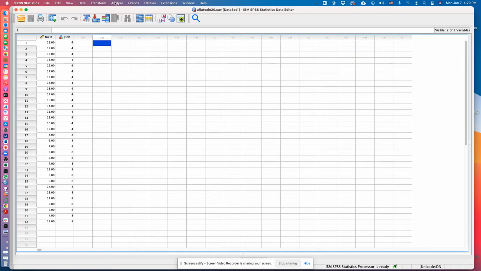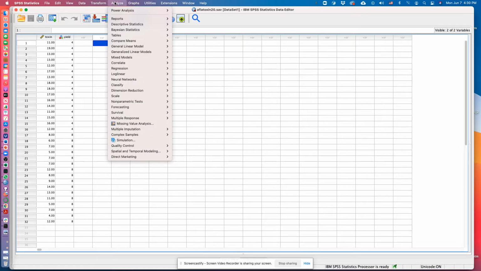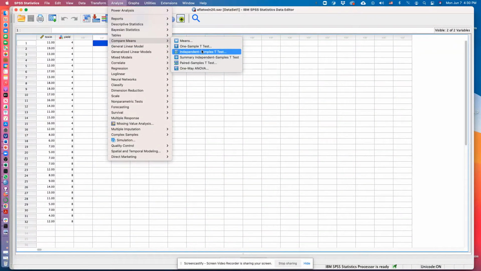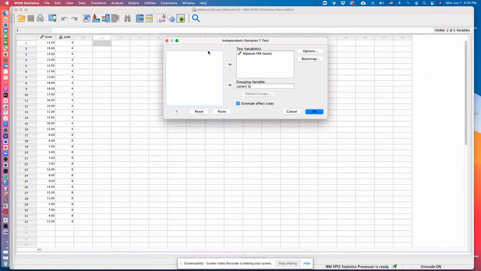So again, all our tests are under the Analyze tab. So we go to Analyze and Compare Means, because the t-test is a comparison of means, right? And because these are two separate groups, it's an independent samples t-test. And this is what it would look like when you click on that.